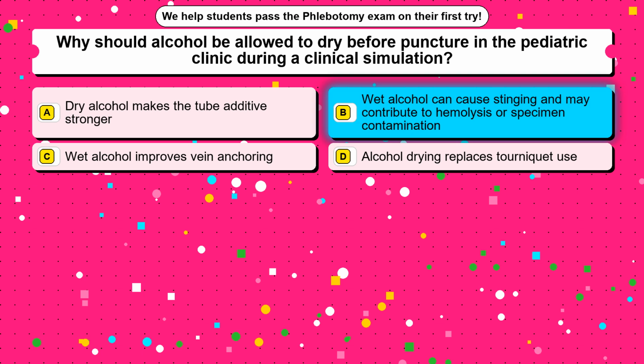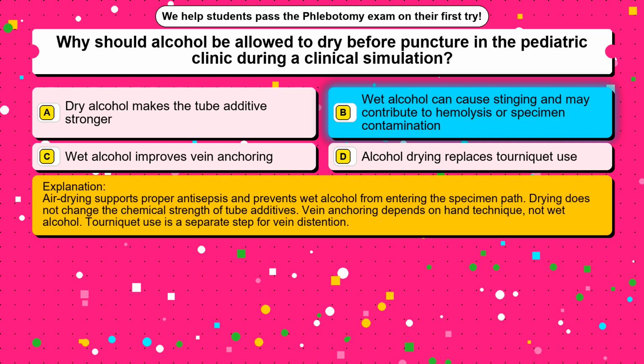The correct answer is option B. Wet alcohol can cause stinging and may contribute to hemolysis or specimen contamination. Air drying supports proper antisepsis and prevents wet alcohol from entering the specimen path. Drying does not change the chemical strength of tube additives. Vein anchoring depends on hand technique, not wet alcohol. Tourniquet use is a separate step for vein distension.